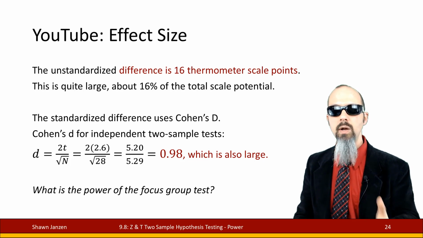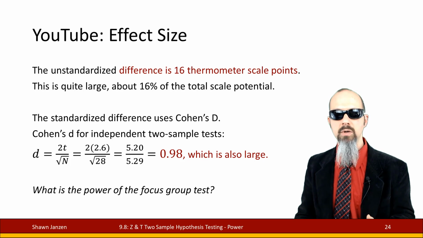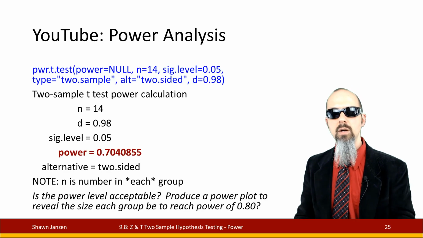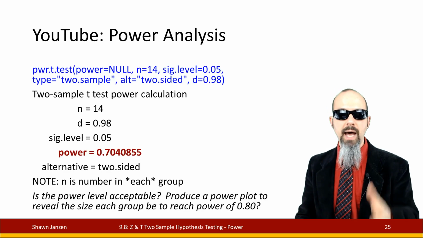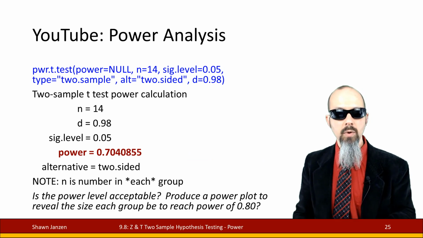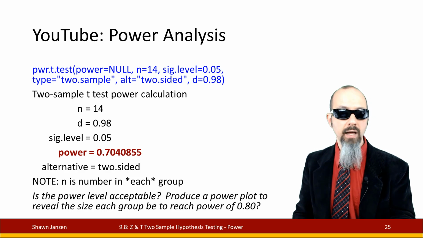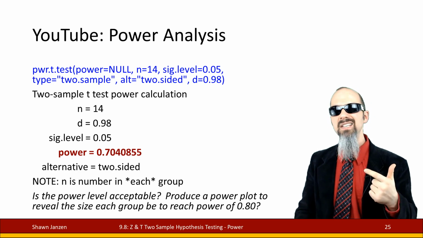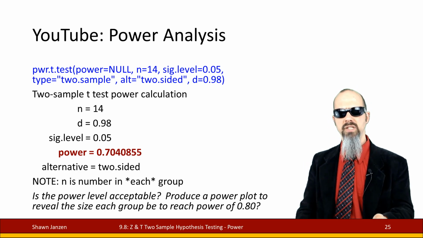So then they ask us, well, what about the power of the test? What is the power of the focus groups test here? So for that, we need to go into our power analysis. We're going to grab the power.t.test function, and this is going to be a little bit different than the power.norm. We're still going to say that we're going to null on power because we need to know that. N is 14.